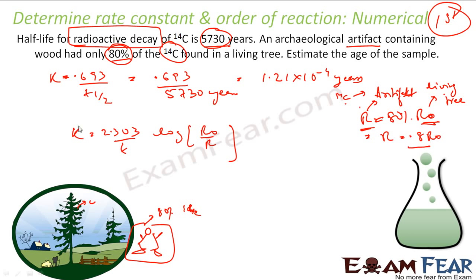So we'll use this in the formula. K we know, T we can easily find. So I can say T is nothing but 2.303 by K. The value of K we just found, 1.21 × 10^-4. This is per year.